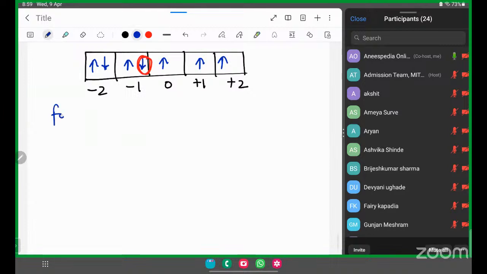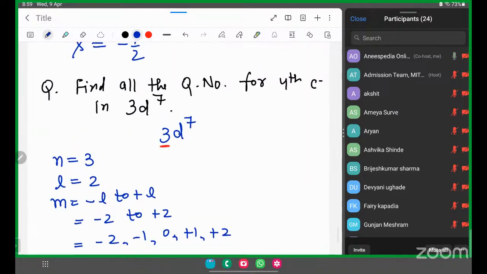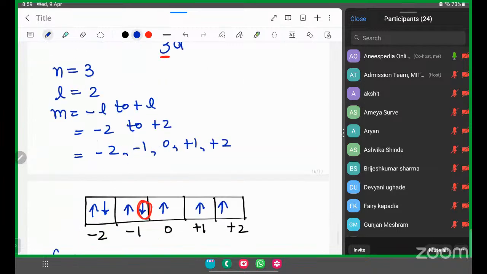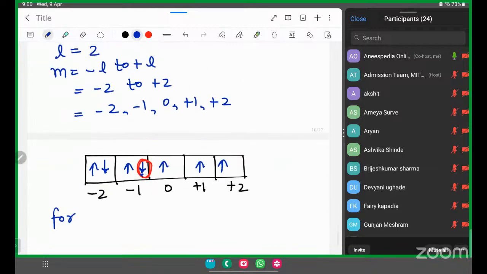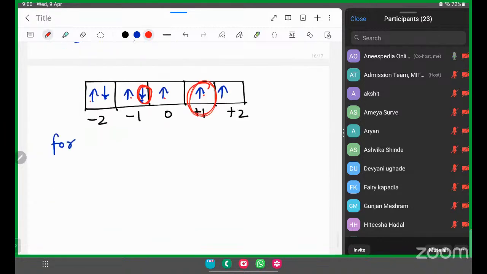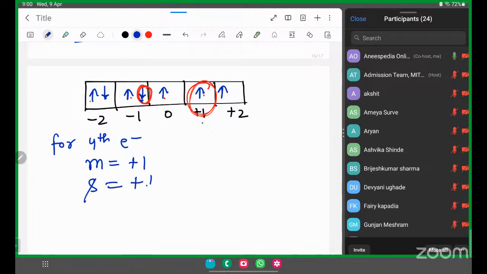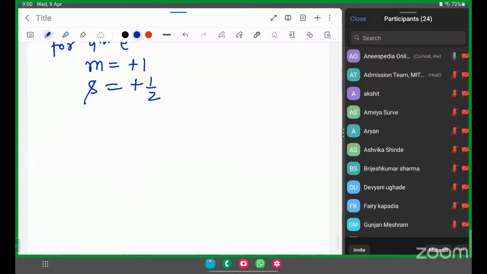So we have to calculate information about the 4th electron. Sorry, it's not the 4th electron. So we have to take the 4th electron: first, second, third and fourth. This is the 4th electron. So for the 4th electron, what will be the value of m? This will be +1. And what will be the value of s? This will be +1/2 because it is an upward arrow. Understood? Okay.